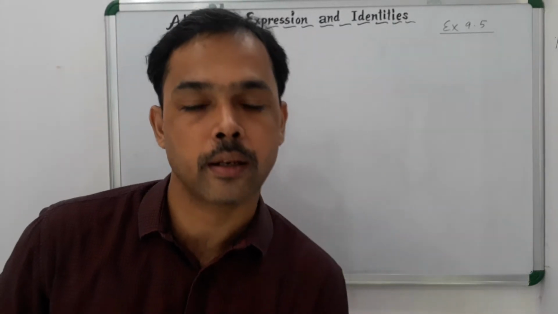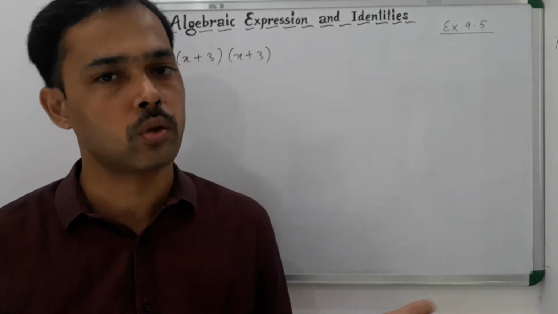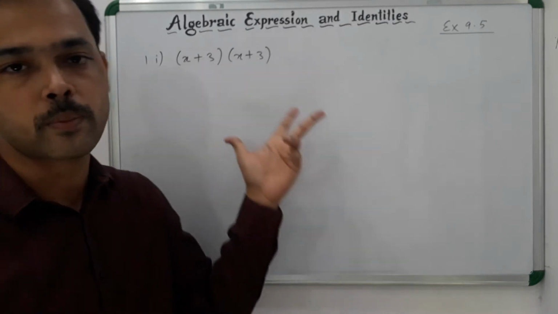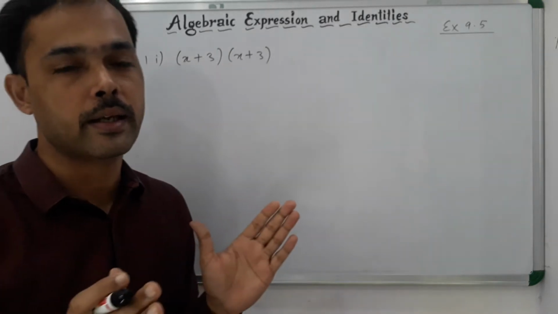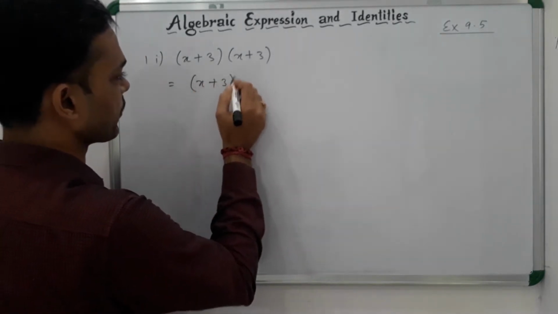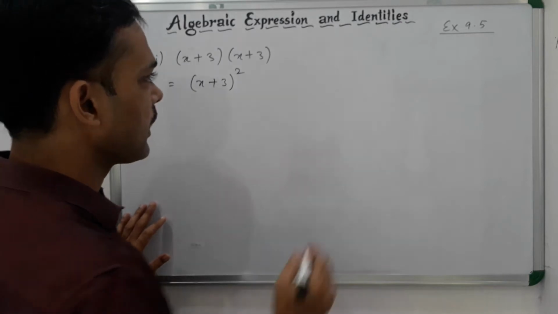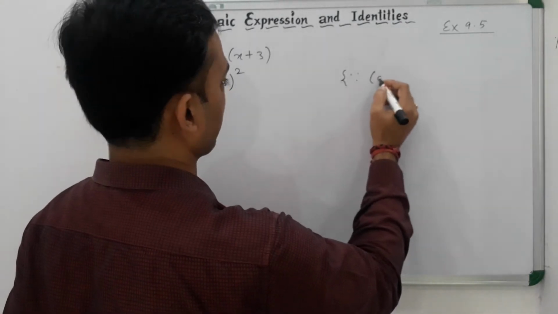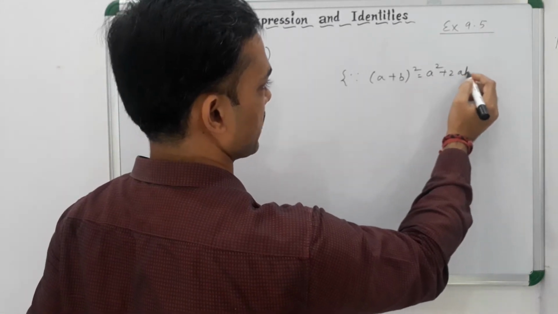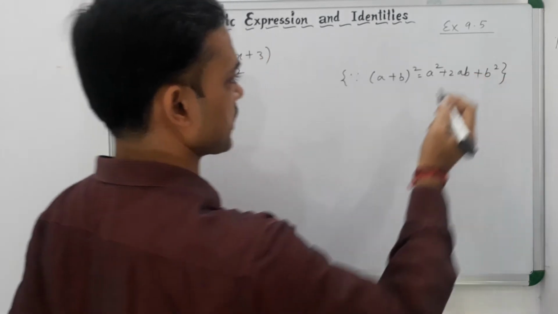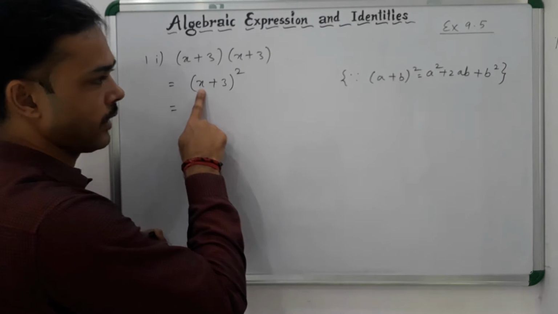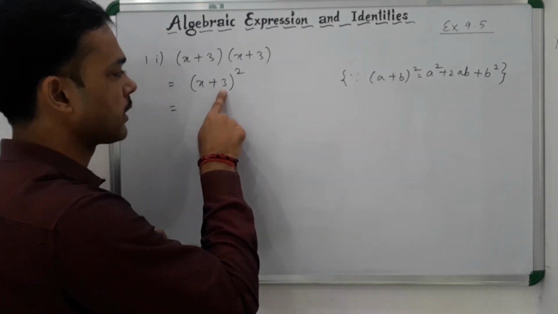Now you know that x into x will be x square. In the same manner, x plus 3 into x plus 3 means that it is x plus 3 whole square. Now you people know that a plus b whole square is equal to a square plus 2ab plus b square. This is the first identity. Then at place of a, here we have x, at place of b, here we have 3.